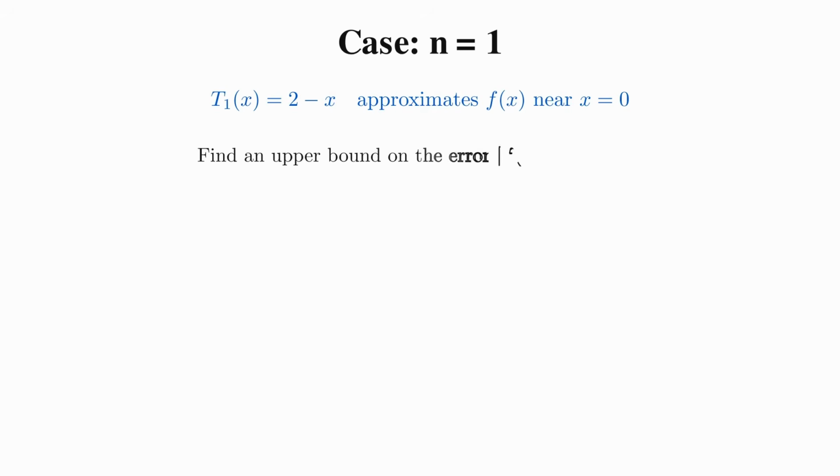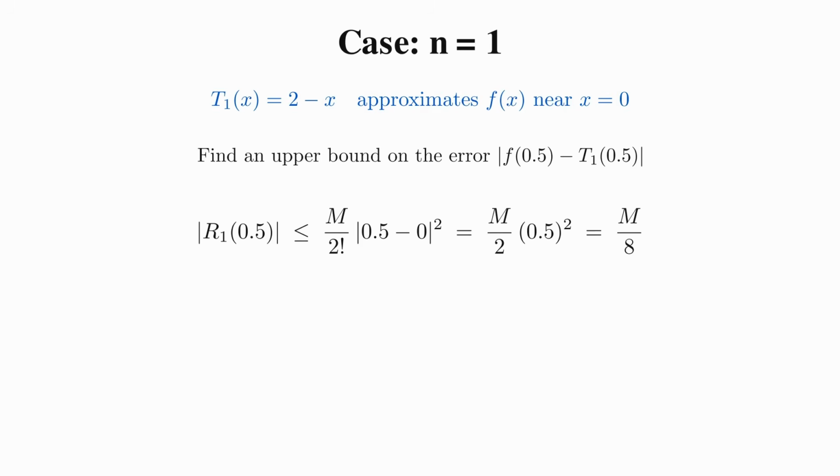All right, so the first step, we're going to use the tangent line, which is the first degree Taylor polynomial, and we're going to sub into the polynomial 0.5. We are trying to find an upper bound on the error, which is the absolute value of the true value of the function minus our approximation. So we can write it out, right? The error is less than or equal to M over 2 factorial, times the absolute value of 0.5 minus 0 squared. That we can simplify down right away to M over 8. The real question becomes, what's M?